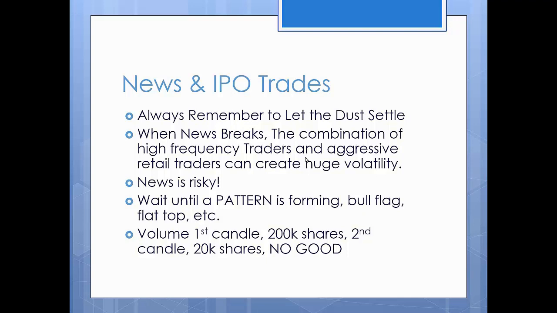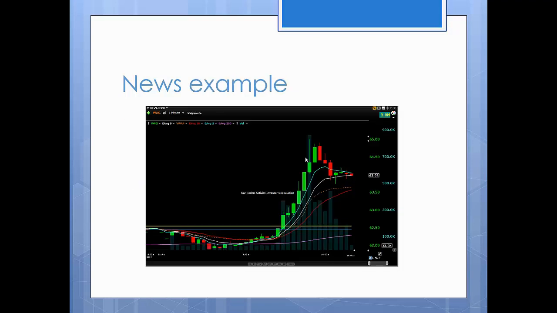That's really important. So an example of a news trade, this stock, there was some Carl Icahn activist investor speculation in Walgreens. Let's see, where was this? I'm not sure what the date was, but this pops from $62.50 up to $65. That's a big move.